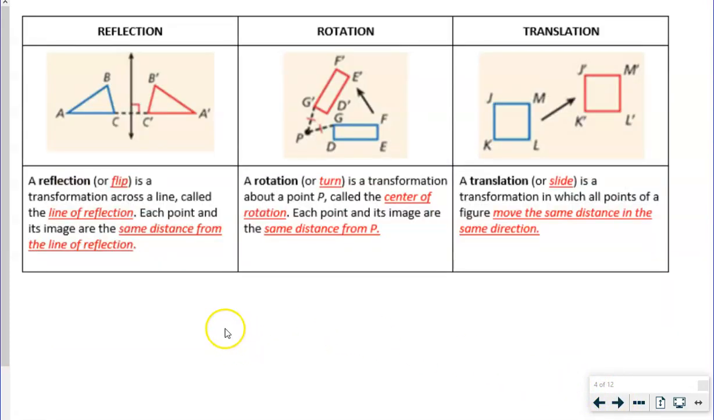Okay, so this is just a reiteration of what we learned the other day about reflections, rotations, translations. Not sure why this is here, but we are actually doing this one over here, translations, okay?